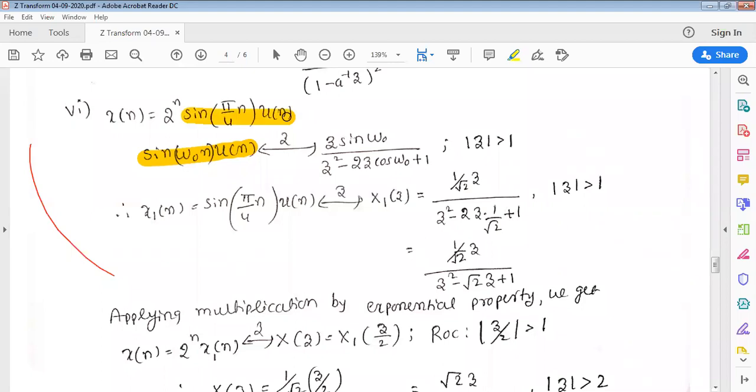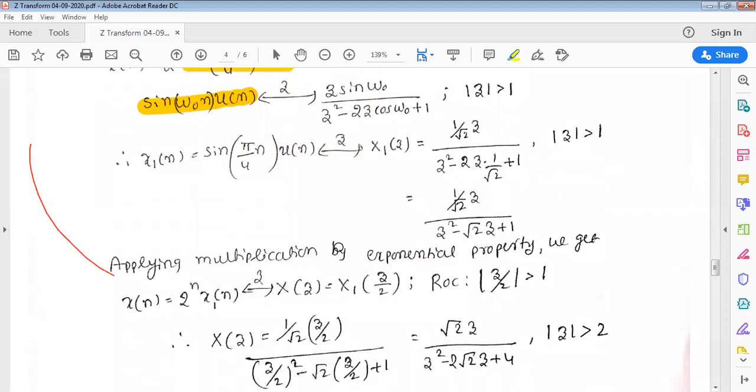This much is over. Now, the multiplication by exponential property I'll use. So what happens if x of n equals a power n times x1 of n, then if you z transform, whatever X of z is there now, replace it by X of z by a. So if it is 2, this will become z by 2. If it is 3, it will become z by 3.